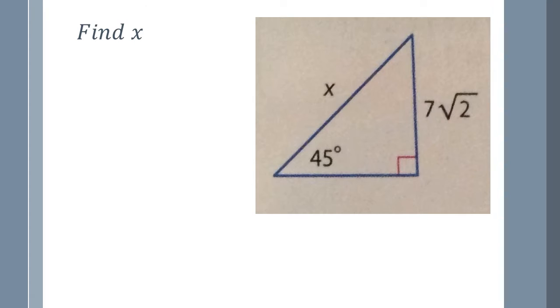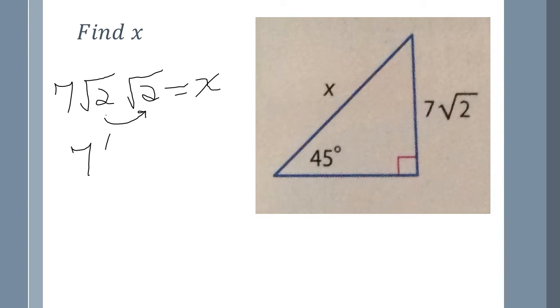You try this one. Okay, you probably want to write it out. Okay, so let's go 7 square root of 2 times the square root of 2 is going to equal x. Square root of 2 times the square root of 2 is 2. So 7 times 2 equals x. So this is 14.